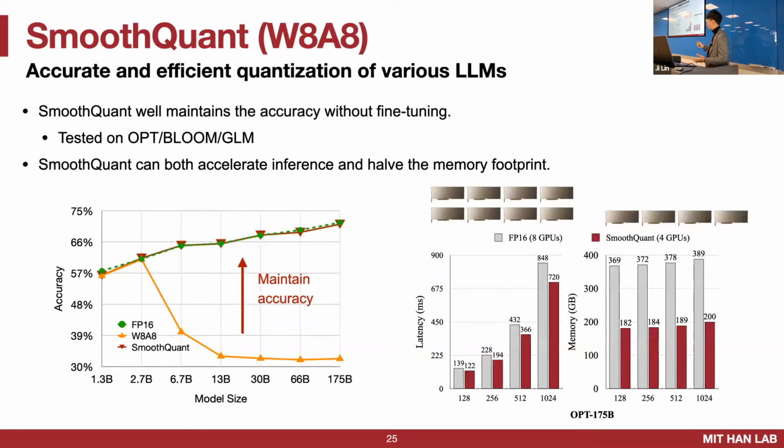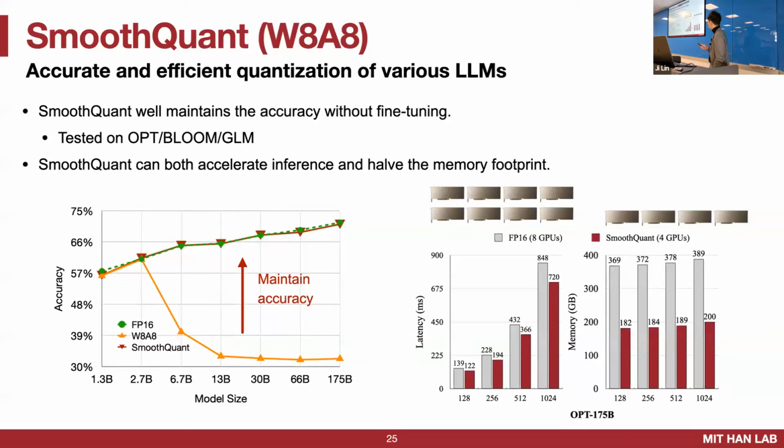And here are some hardware statistics, both on the latency and also the memory usage. On the right-hand side is the memory usage, comparing FP16 and our SmoothQuant with 8 bits. It's straightforward to see that our method can reduce the GPU memory usage by roughly half, because we reduce the bits by roughly half.